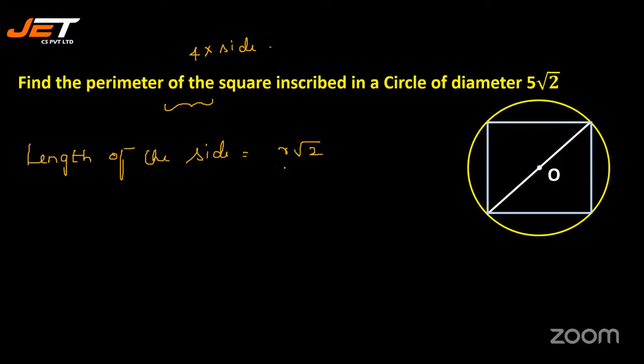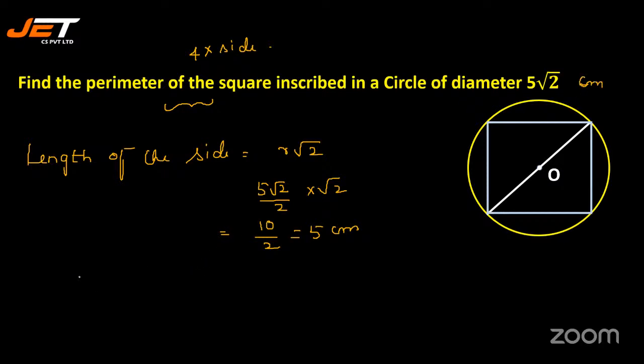The side length is r into root 2. So the diameter is, what is the radius? 5 root 2 by 2 into root 2. Root 2 into root 2 is 2. So 2 5s are 10 by 2, which is 5 centimeter. Let's assume this to be centimeter.